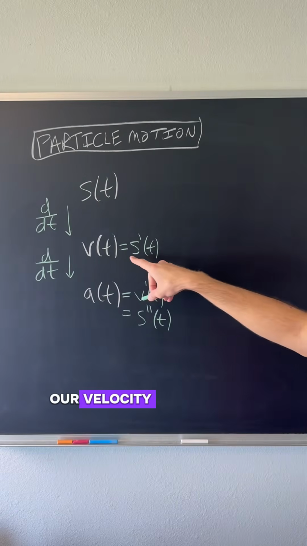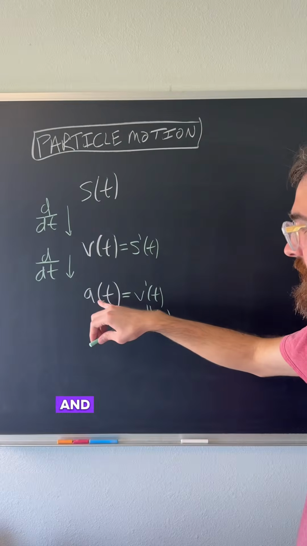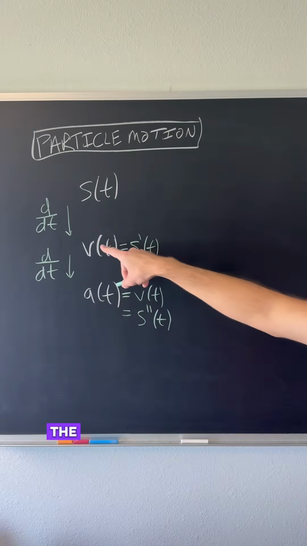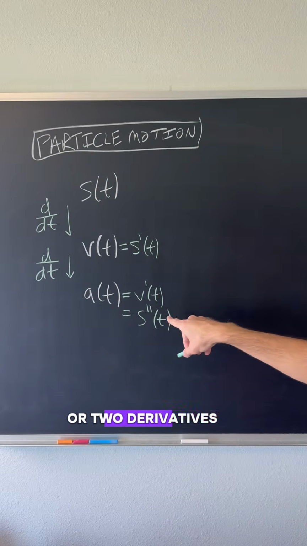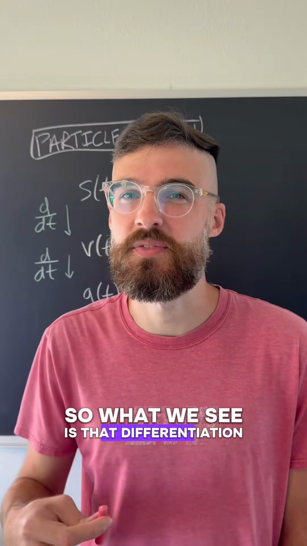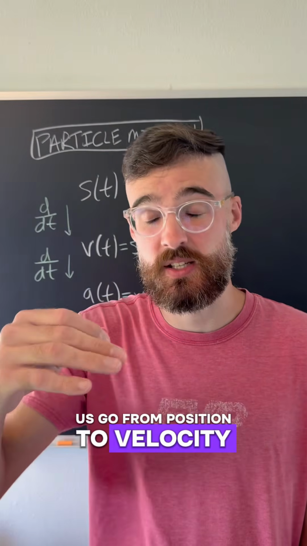Therefore, v of t, our velocity, would equal s prime, or the derivative of position, and our acceleration a of t would either be v prime, the derivative of velocity, or two derivatives of our position. So what we see is that differentiation can help us go from position to velocity to acceleration.